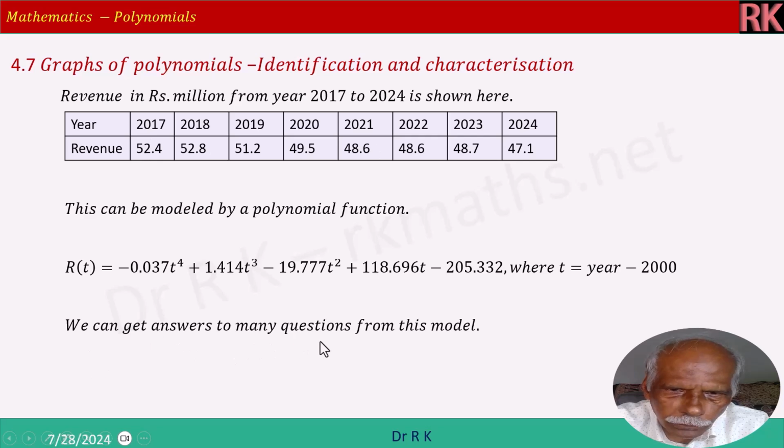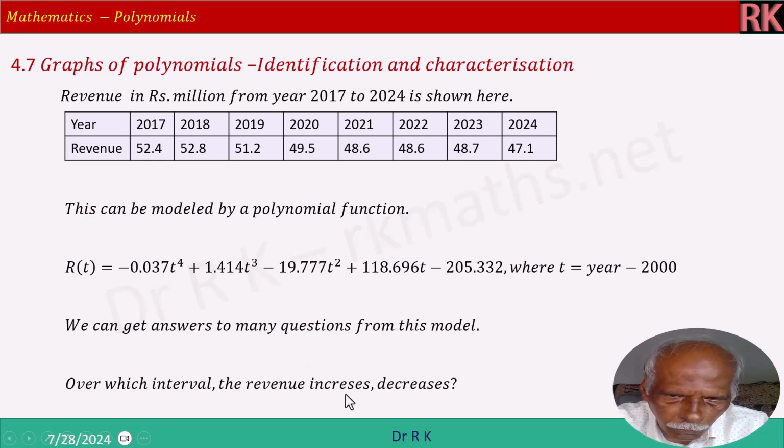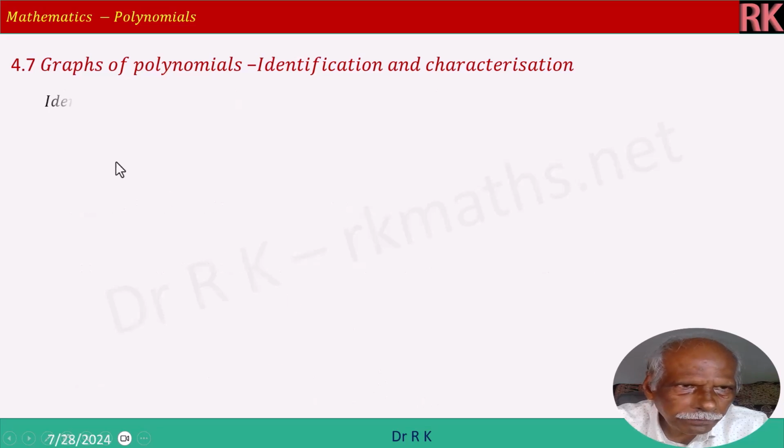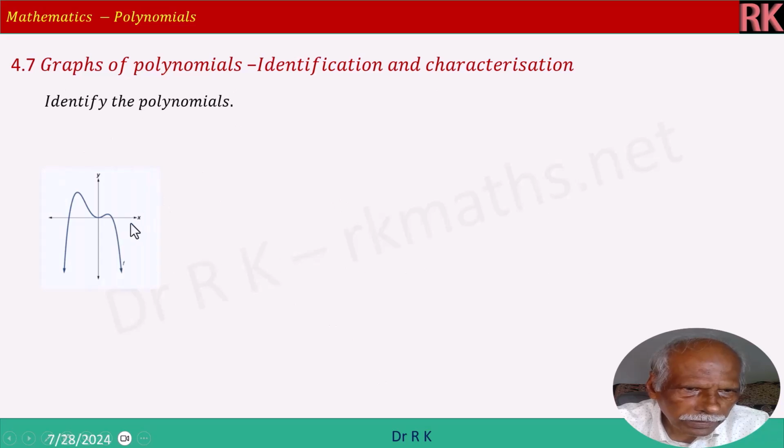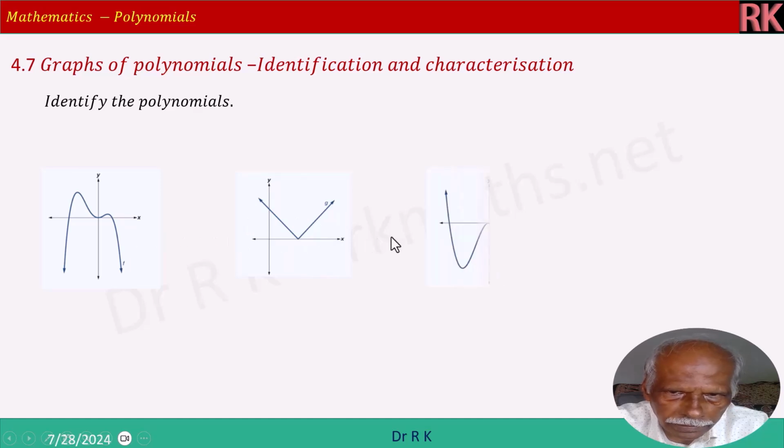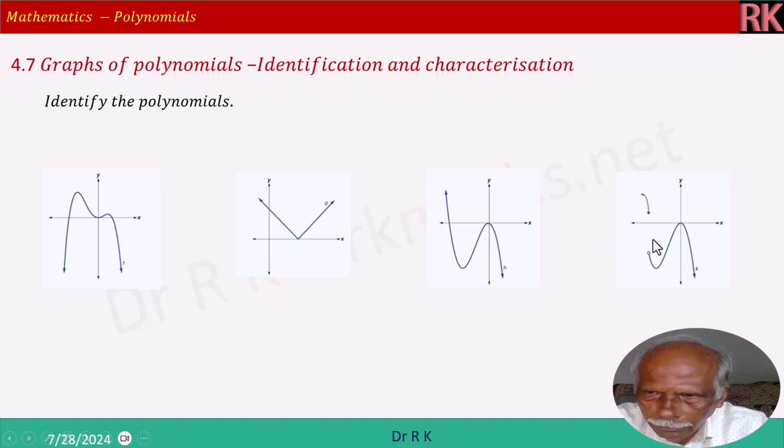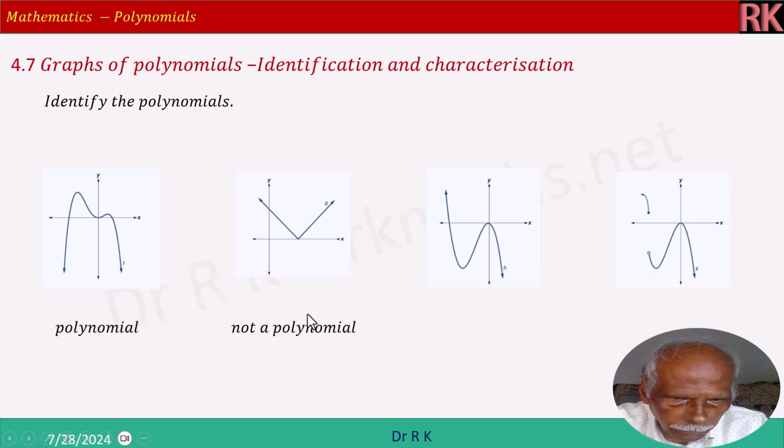We can get answers to many questions from this model, like in which interval the revenue is more or less or increases or decreases and things like that. Identify the polynomials. Here this is a polynomial, yes or no? Yes. This is not a polynomial because sharp corners are there, and here it is a polynomial, and here there is a break, therefore this is not a polynomial. We will see the answer. It's a polynomial, not a polynomial, polynomial and not a polynomial.